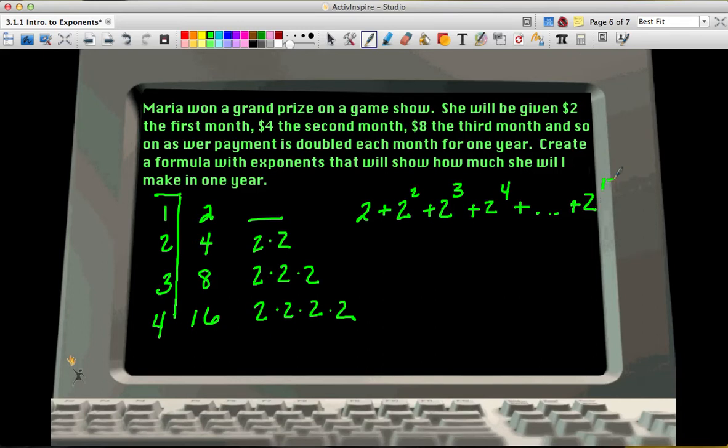2 to the 12th power, because there are 12 months in 1 year. So these dots in here mean you should have 2 to the 5th, 2 to the 6th, 2 to the 7th, 2 to the 8th, 2 to the 9th, 2 to the 10th, 2 to the 11th, and 2 to the 12th. And then you would add all those together, and that would give you how much she would make in 1 year. Now, I'm not looking for an answer here. I'm just looking for a formula. When you write out formulas for real, you need to make sure to include this whole piece. But for the sake of time, I'm going to just move on.